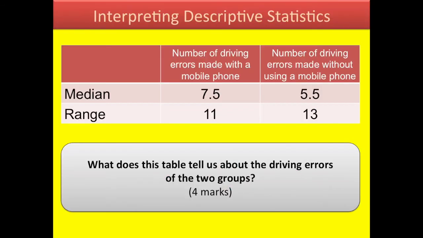So, in the exam you might be asked to interpret a table of descriptive statistics. So I showed you a table with the mean and the standard deviation. This table shows you the median and the range. So pause the video, see if you can answer this exam style question within 5 minutes. It says, what does this table tell us about the driving errors of the two groups? 4 marks. So you want one paragraph about the median, one paragraph about the range, and make sure you actually incorporate the data from the table into your answer.